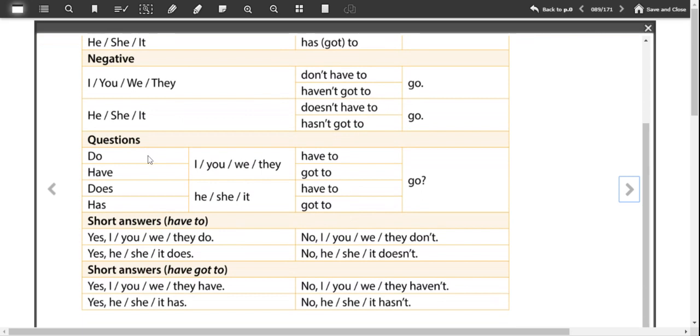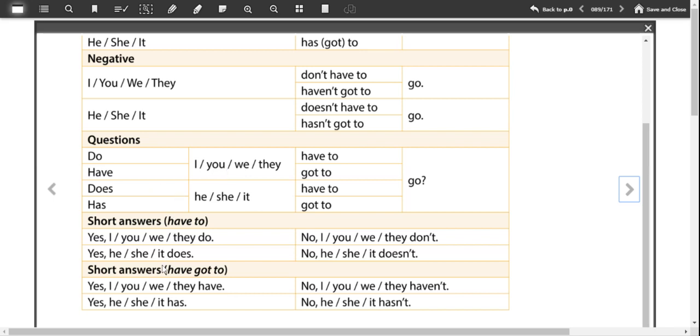So for questions, I have to start with do or have. It depends. Am I using have to or have got to? If I'm using got to, I'm adding the word got, then I have to follow this structure. And if I'm only using have to, then I have to only add the auxiliary do. So, do I have to go? Do I have to go to the party? Do you have to go to the party? And then for he, she, it, does, and has.